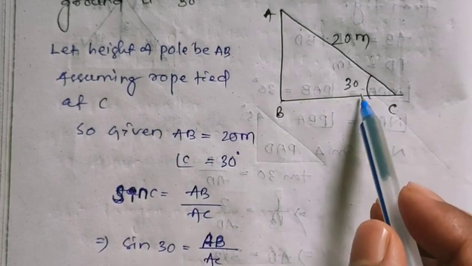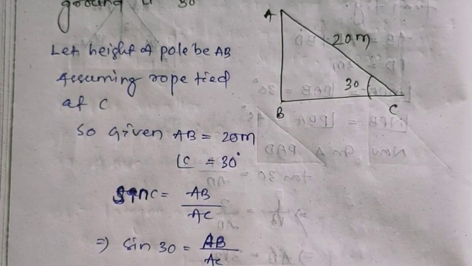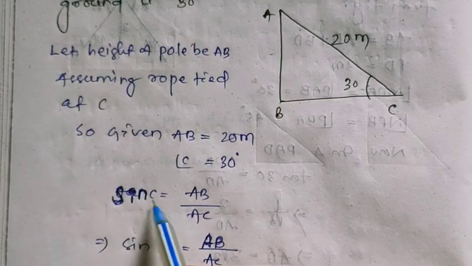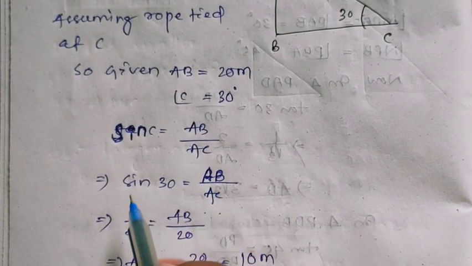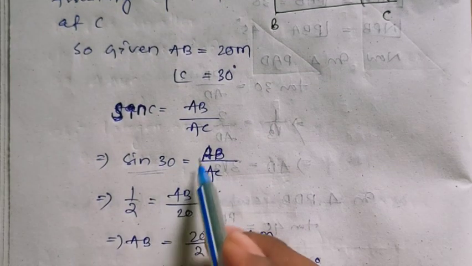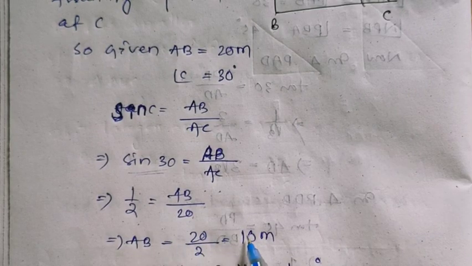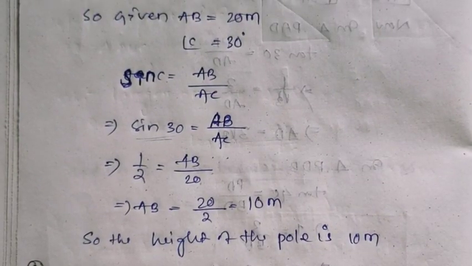So here sin 30 or sin C is equal to AB by AC, P by H, right? So I am writing sin C is equal to AB by AC. This implies sin 30 is equal to AB by AC. So what is the value of sin 30? 1 by 2. 1 by 2 is equal to AB by AC. AC already given 20, so AB by 20. This implies AB is equal to 20 by 2, which is equal to 10 meters. So the height of the pole is 10 meters. Understand? Okay, let's go to question number 2.